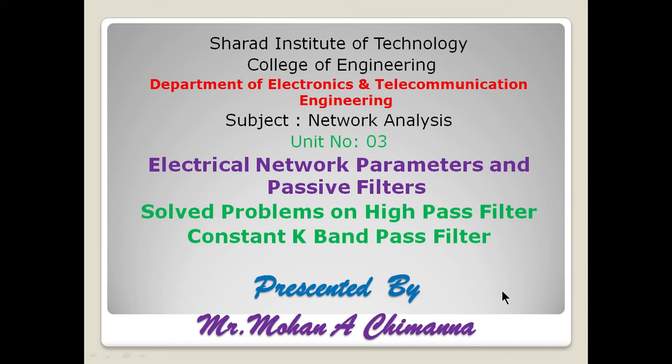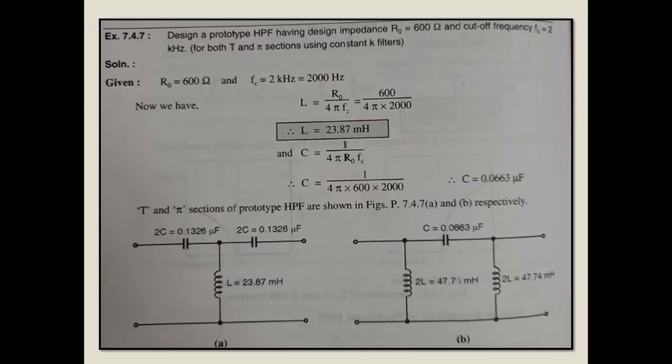Today we are going to discuss the next part. There are electrical network parameters and passive filters, that is, the solved problem on the high pass filter, as well as the detailed concept of the constant K band pass filter. First we will discuss some numericals based upon the prototype high pass filter.